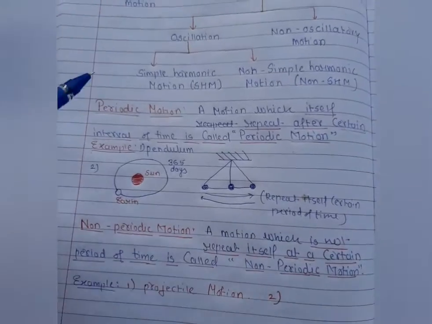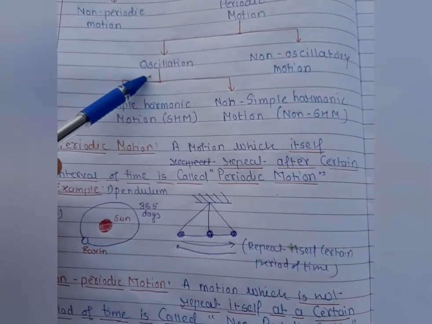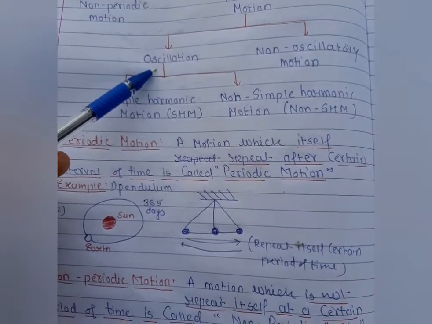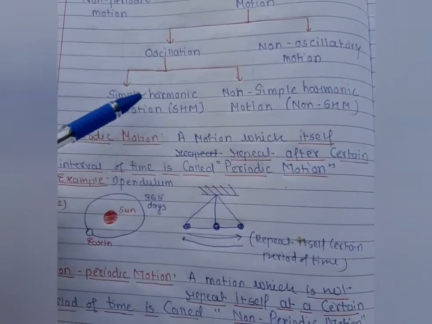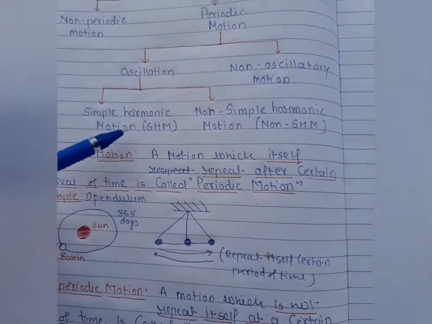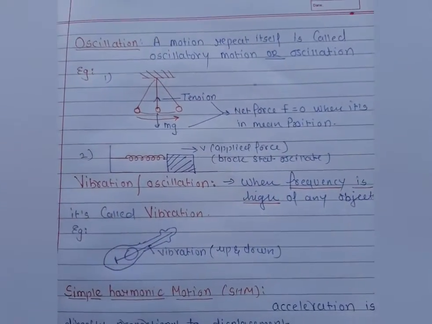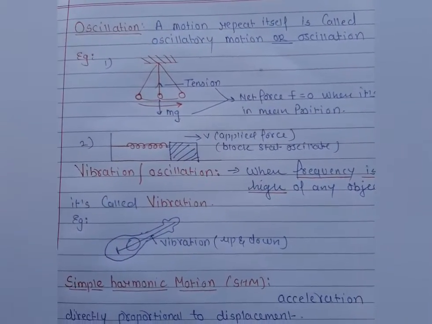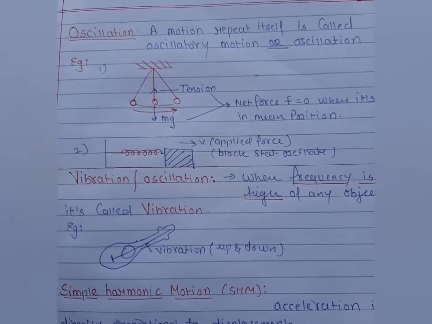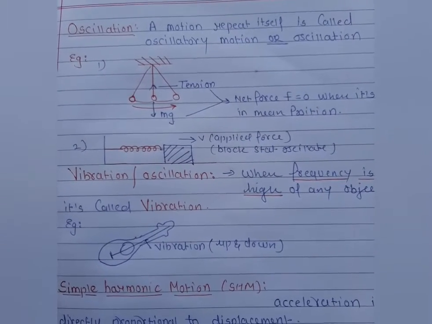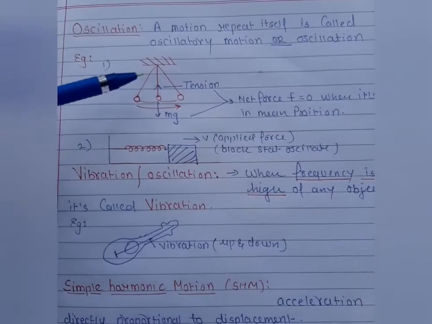Let's see the next concept, that is oscillation. What is oscillation first, and how is oscillation divided into simple harmonic motion? So here we have the concept of oscillation. First we have to understand the meaning of oscillation. Oscillation means a motion that repeats itself, and it is called oscillatory motion.